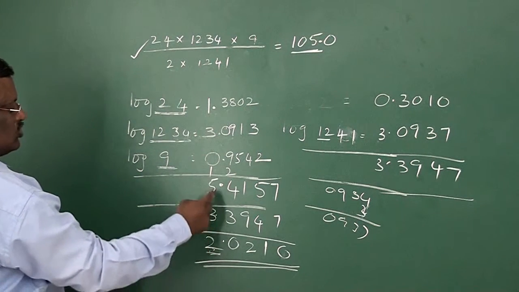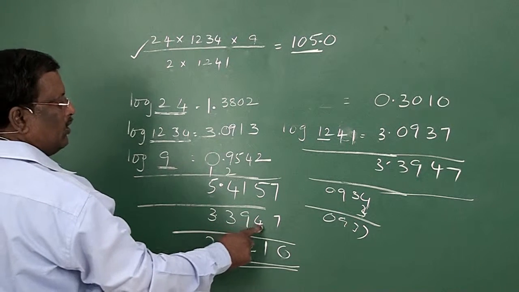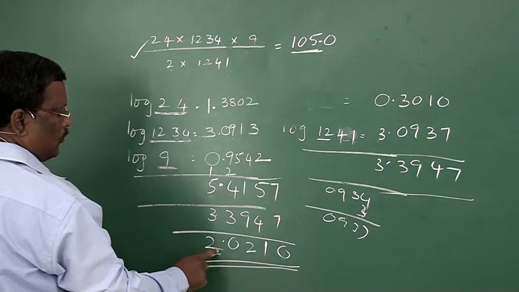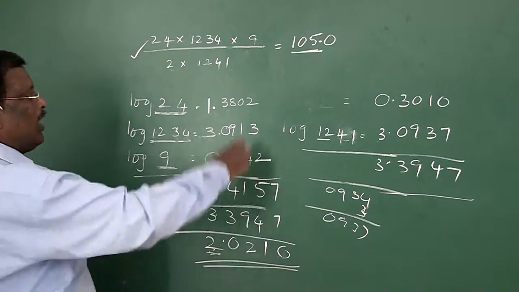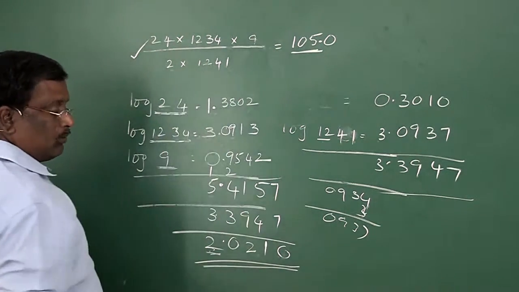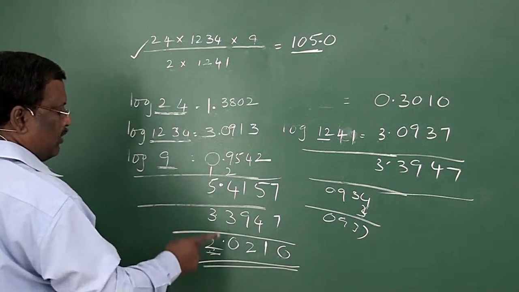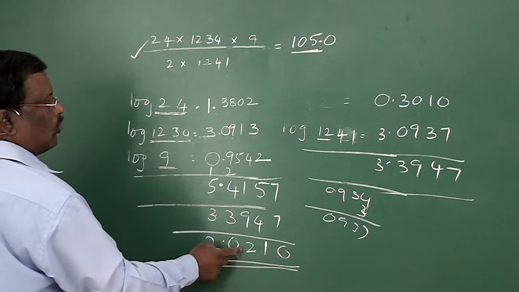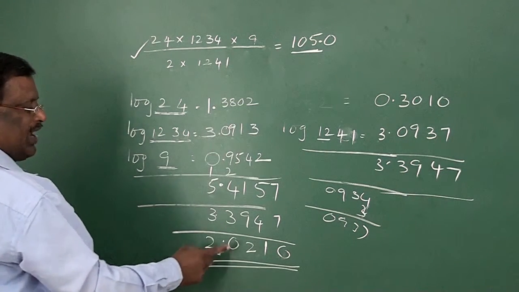So you have to divide with this, so subtract: 5.4157 minus 3.3947. On subtraction, you will get 2.0210. This is the log value of the answer for this product. But we need the answer. That's why you depend upon anti-log tables to convert this log value into a normal value.